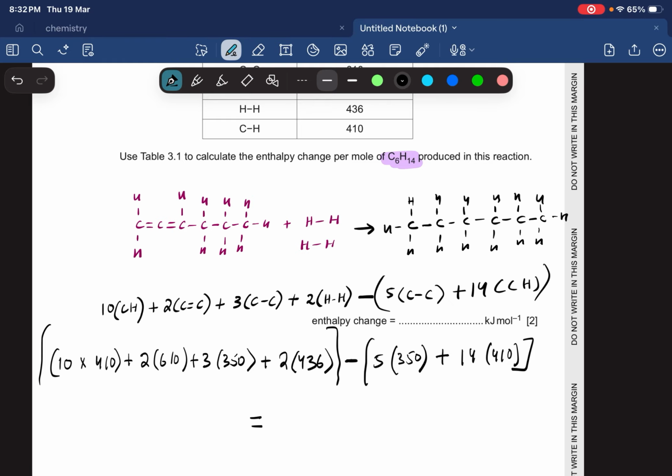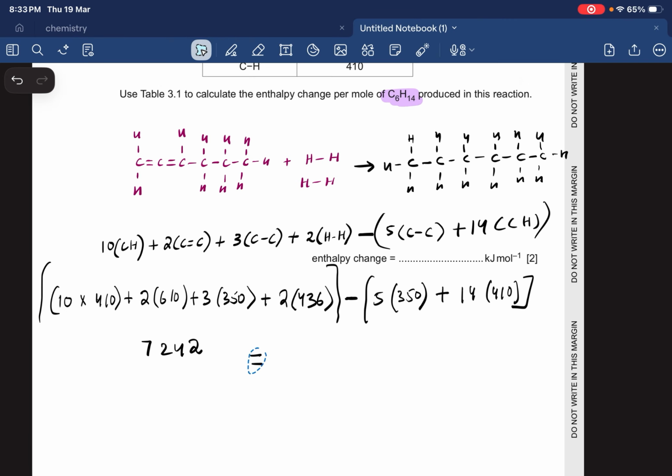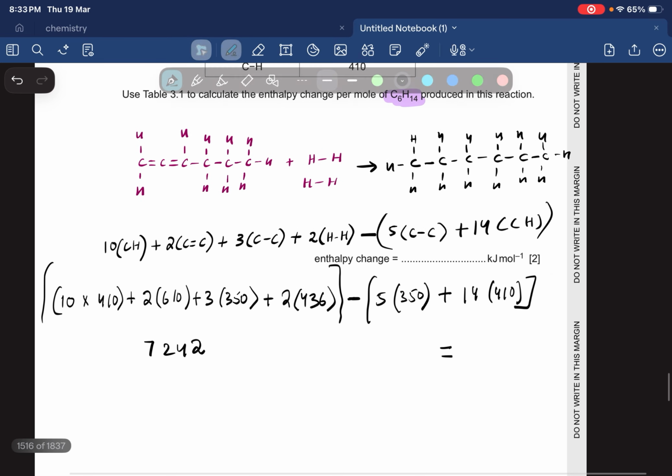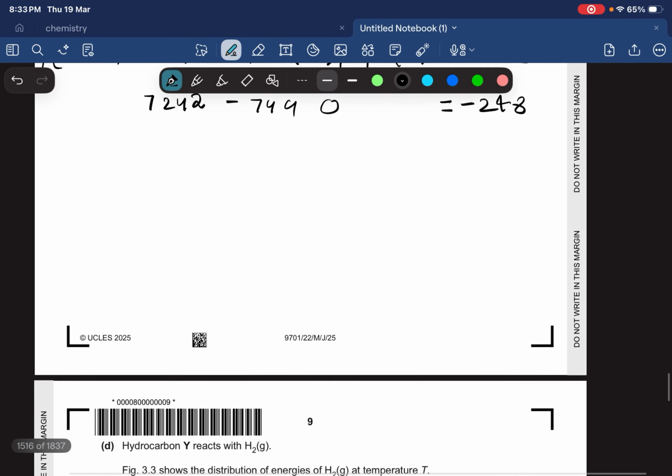If I put all this into my calculator, what do you think I'm going to get? For this part, I'm going to get 7242, and for this part, minus 7490. I'm going to get negative 248. Done and dusted.